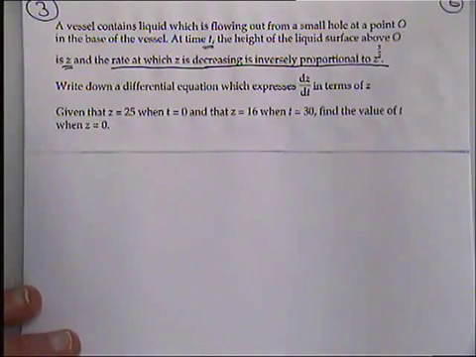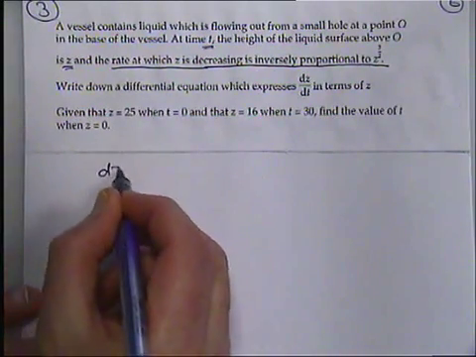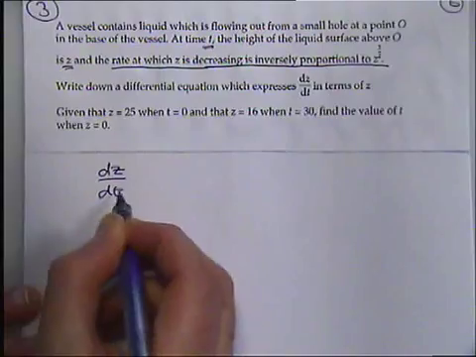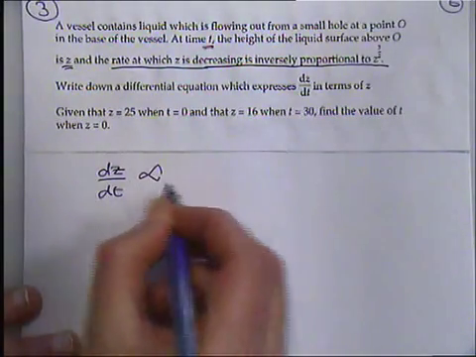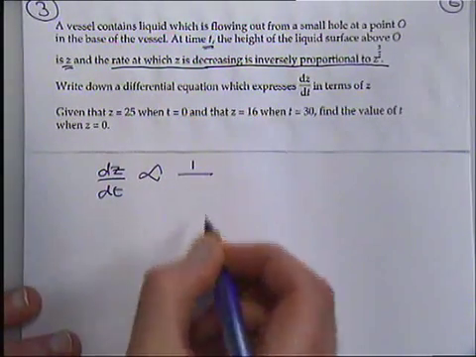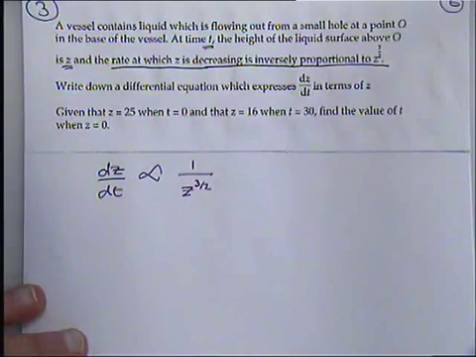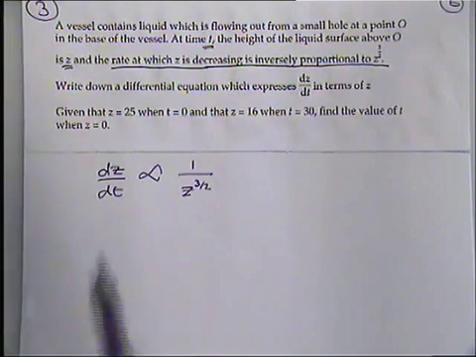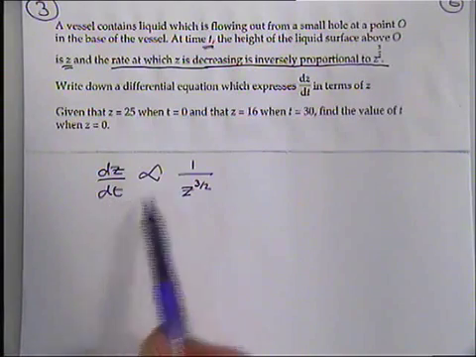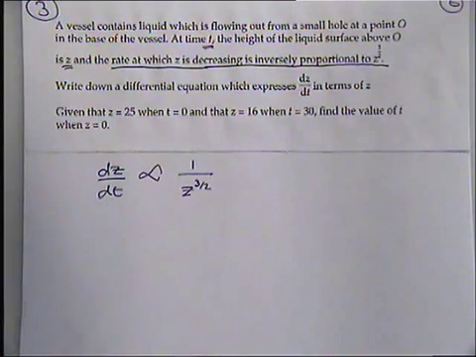Okay, so we've got t's and we've got z's, and the rate at which z is decreasing, well, that is dz dt. It's inversely proportional, so I'm going to put a 1 over z to the 3/2. So that's how I will write down the rate at which z is decreasing is inversely proportional to z to the 3/2.